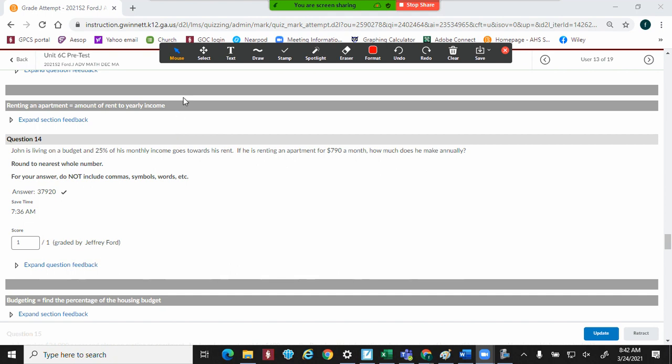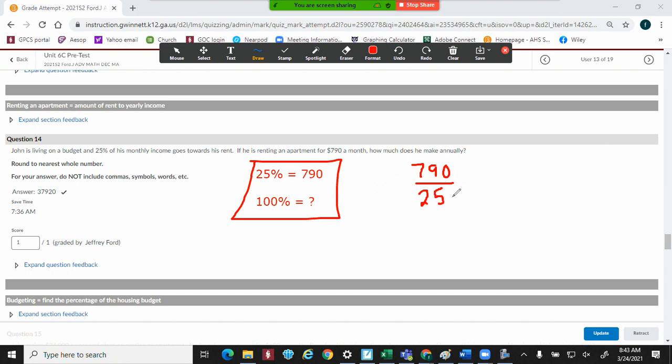All right, so again, just kind of thinking out loud here. We know that 25% of his budget is $790. What we don't know is what 100% equals. That's our unknown. There's more than one way to do this, but I'm just going to create a proportion: 790 over 25 is equal to his whole monthly income over 100.